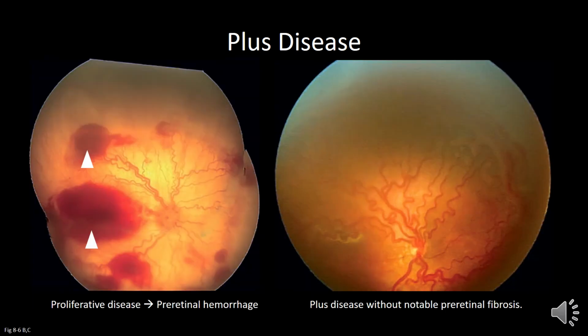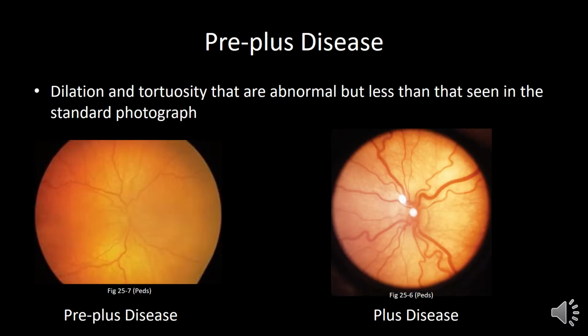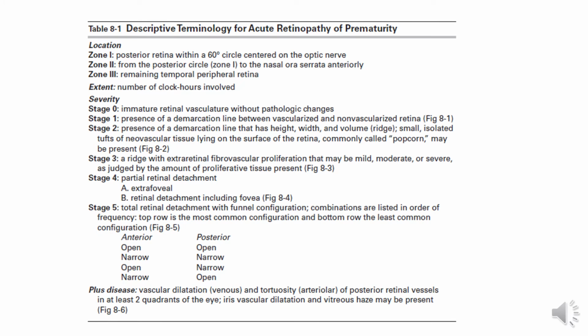Here are two more fundus photos showing pronounced plus disease. On the left, there are preretinal proliferations of vessels causing preretinal hemorrhages, and on the right there is plus disease without notable preretinal fibrosis. Plus disease is seen here on the right side. However, not all vascular dilation rises to the level of plus disease. The term pre-plus refers to vascular dilation and tortuosity that are abnormal, but that are less than that seen here on the right photograph. Table 8-1 here summarizes the zones, stages, and plus disease we just discussed.